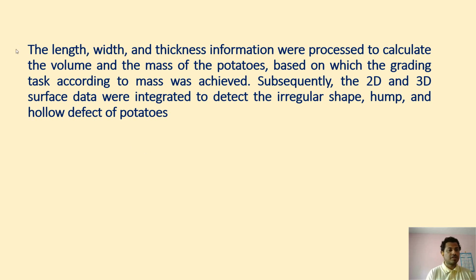So if we talk about this point, the length, width and thickness information were processed to calculate the volume and the mass of the potatoes, based on which the grading task according to mass was achieved. And subsequently the 2D and 3D surface data were integrated to detect the irregularly shaped hump and hollow defects of potatoes using machine vision systems.